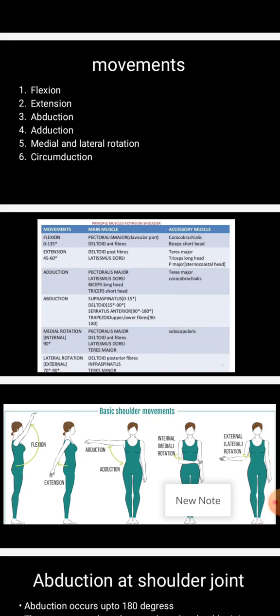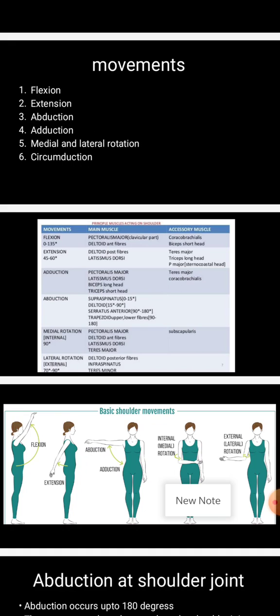Then comes abduction. Please remember, abduction of the shoulder joint is a very important question. It comes as a short note also, and it is a frequently asked viva question, whether it is BPT, dental or anything. They will ask you up to what degree particular muscles are causing abduction. So you should know the degrees up to which abduction is occurring and what muscles are producing the action. So please remember and hear it very carefully. Abduction is movement of the shoulder joint away from the body.